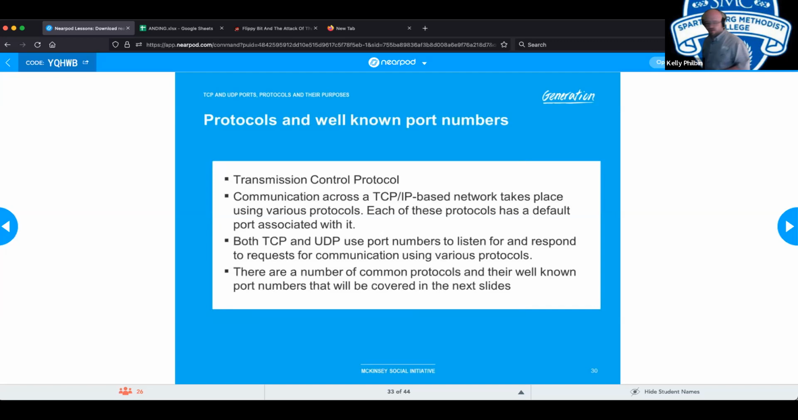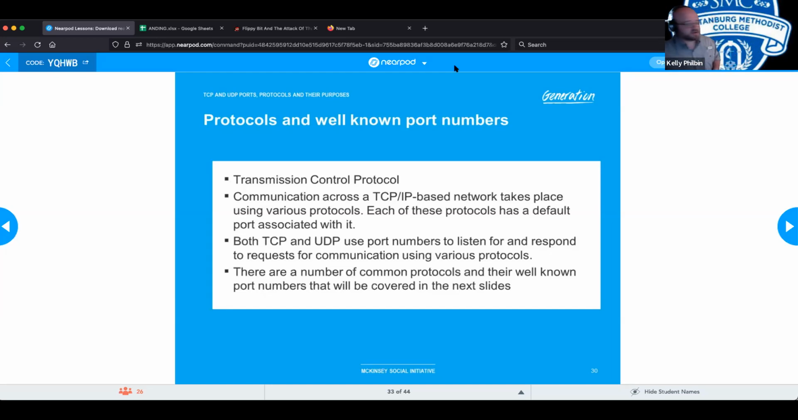Protocols and well-known port numbers. So we just talked about TCP. When we're communicating across the internet, we use various protocols. These protocols basically tell sender and receiver, here's what we're going to be talking about, and here's the way we're going to be communicating with each other. Some ports are strictly TCP, some ports are strictly UDP, some are both. They don't get too heavily into that with CompTIA. If you're going to go into networking, they do get a lot heavier into which ones are TCP, which ones are UDP, and why.